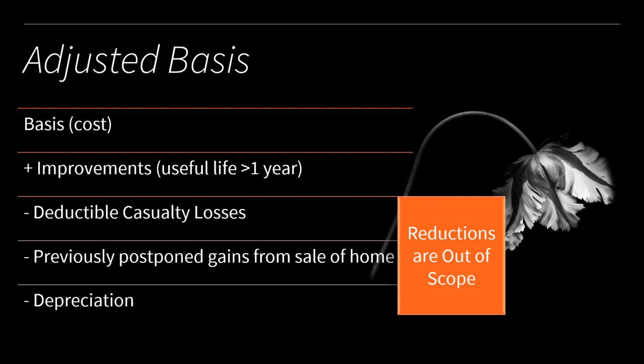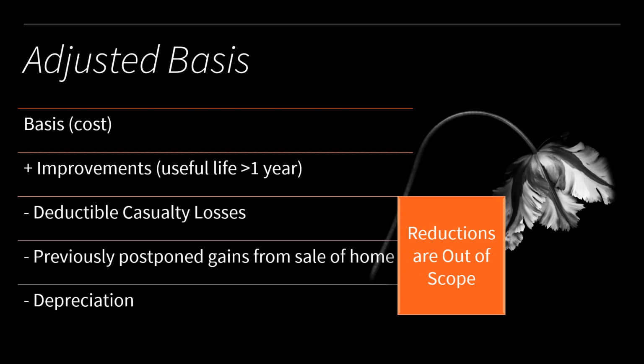So if the taxpayer had taken deductible casualty losses in a prior year, then that would subtract from their basis, from their cost. Or if they had any previously postponed gains from a sale of a home, that might subtract from their cost. And depreciation is another thing that would subtract from the cost. But it's important to note that any of these reductions in basis, those are out of scope.